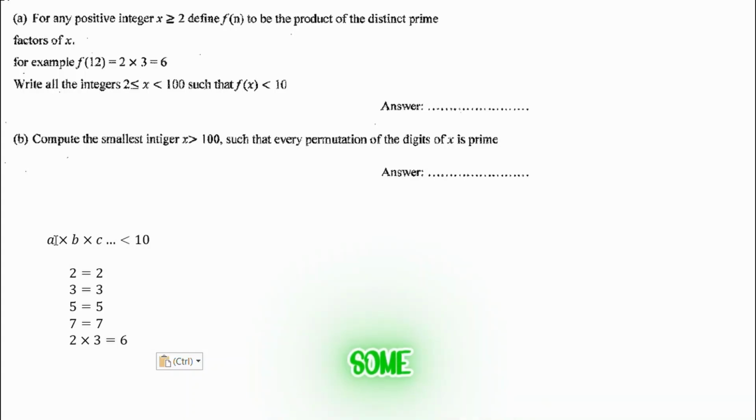But there are some rules. When you write 2, 2 is the only number that should be in the value. 3 has the same thing, 5, 7, all of those have the same thing. And then for 2 times 3, the only 2 numbers that can stay in there are 2 and 3. So now let's move on to our problem.